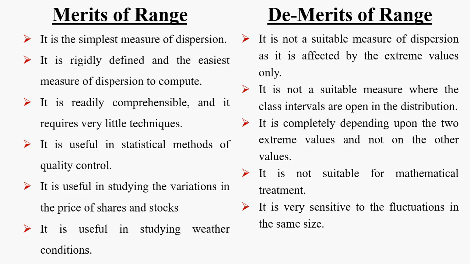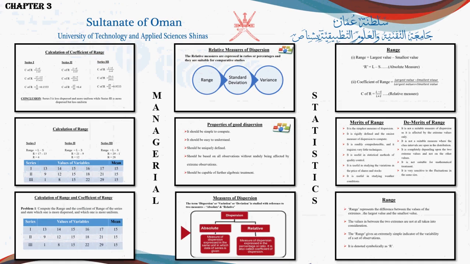It is very sensitive to fluctuations in the sample size. If the size is the same, it is still very sensitive and keeps on changing. So more fluctuations will occur by using range. So these are the merits and demerits of range.